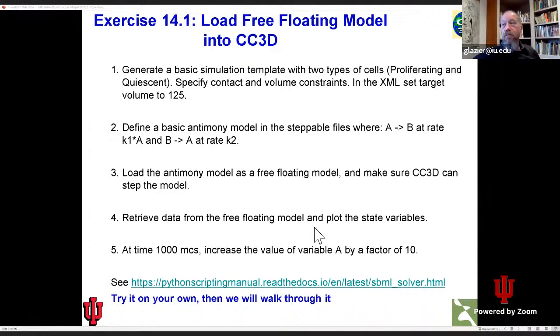Retrieve the data from the free-floating model and plot, as a scientific plot, the values of A and B. And then at time 1,000, multiply the value of A by 10 and keep plotting.